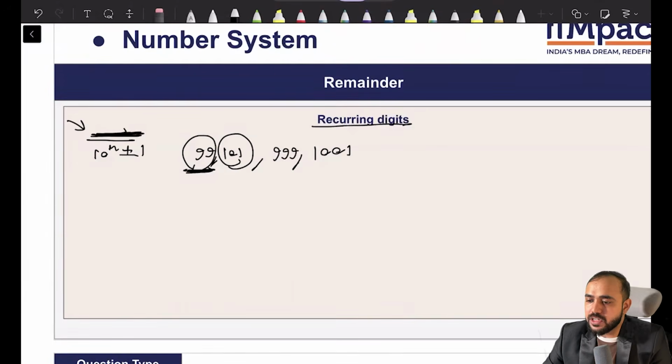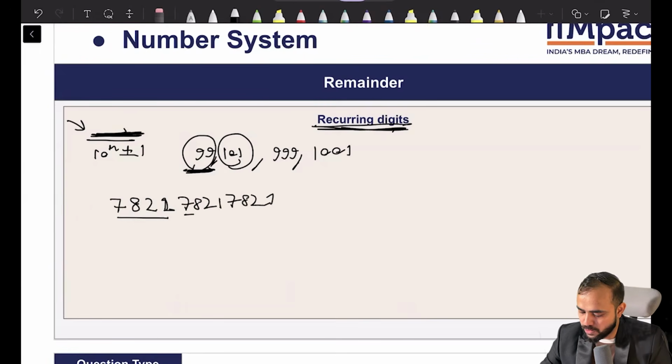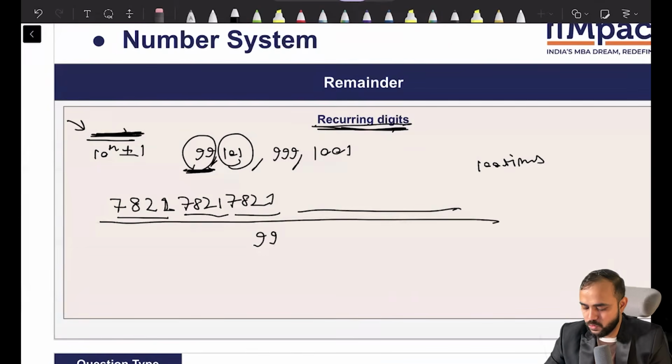What is the numerator's general form? I am talking about recurring digits, so digits would be repeating. So if I take an example, let us say that you are getting 7821, 7821, 7821. These four digit blocks are repeating, let's say, for 100 times. Now you can't really do this division, 7821, 7821 repeated 100 times, divided by 99.